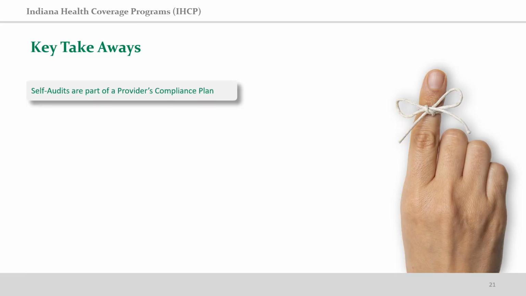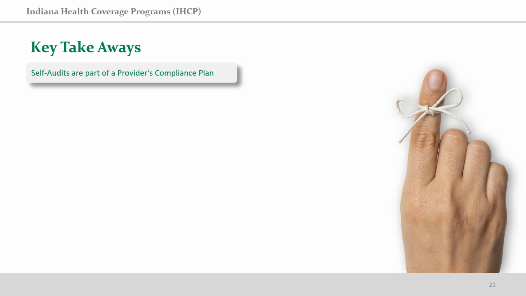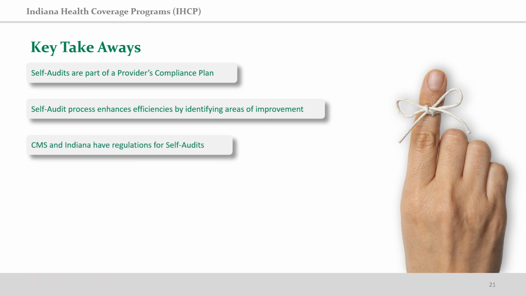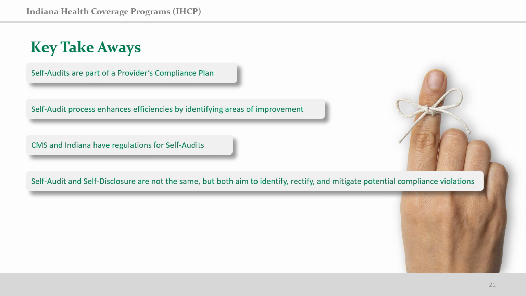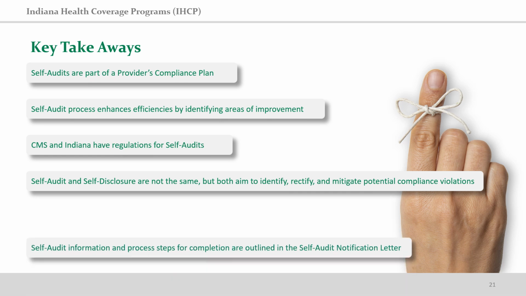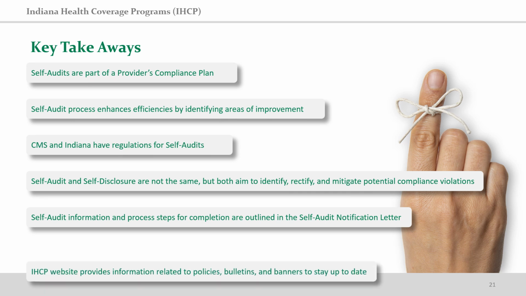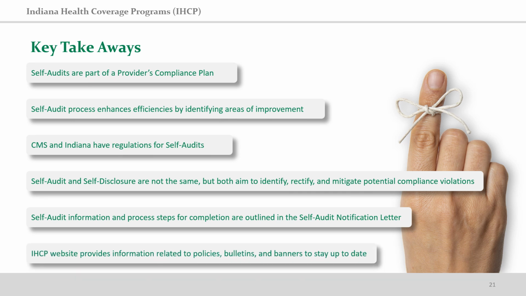Self-audits are part of a provider's compliance plan. The self-audit process enhances efficiencies by identifying areas of improvement. CMS and Indiana have regulations for self-audits. Self-audit and self-disclosure are not the same, but both aim to identify, rectify, and mitigate potential compliance violations. Self-audit information and process steps for completion are outlined in the Self-Audit Notification Letter, and the IHCP website provides information related to policies, bulletins, and banners so you can stay up to date.